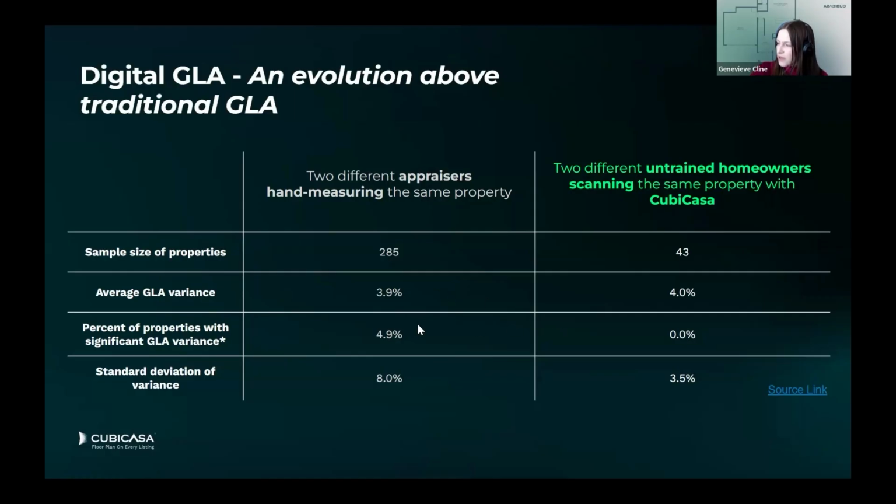Something else noteworthy is that about 5%, just under 4.9% of orders had a significant GLA variance. That means that it was 15% or more in this particular study. Then over here, this is two untrained homeowners scanning the same property with CubiCasa. So what we're really aiming at here is consistency and then looking at that with appraisers. And you can see that our average variance was 4%. So 0.1 higher, or 0.1 worse compared to appraisers, but pretty close in line.